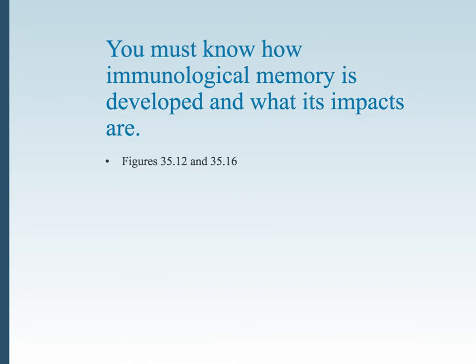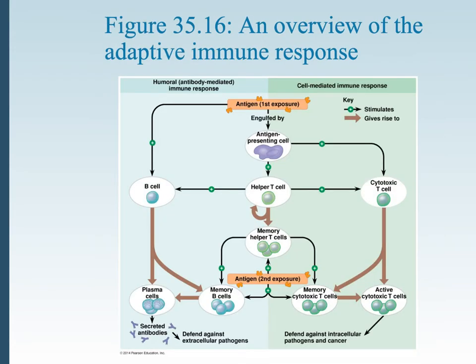You need to know how immunological memory is developed and what its impacts are. So this is an overview of the whole adaptive immune response. And we're going to remember that here's your antigen-presenting cell. And so those are your dendritic cells. It can also be your macrophages. But these cells right here are part of the innate immune system.